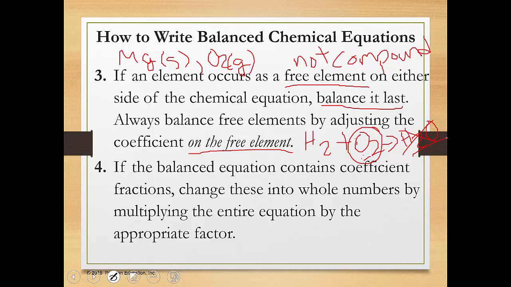Now, number 4, if the balanced equation contains coefficient fractions. Now, what do we mean by coefficient fractions? Well, over here, let's say we're balancing this one. I had H2 and I have O2 yields H2O, and I have 2 hydrogens on the left, 2 hydrogens on the right. I have 2 oxygens on the left and only 1 oxygen on the right. Now, I don't want to do anything to H2O because then it messes with my hydrogen and I have to do something else.